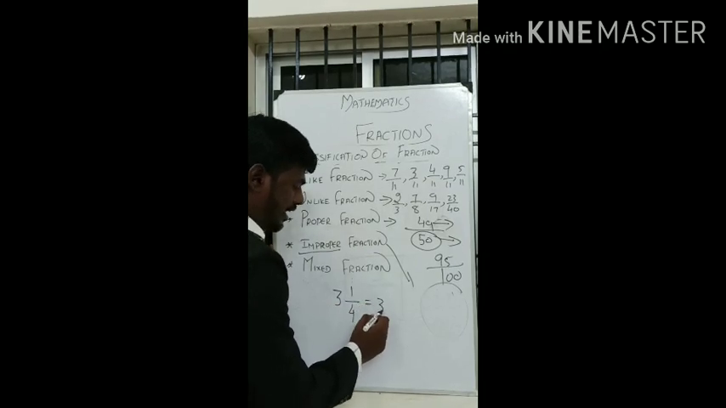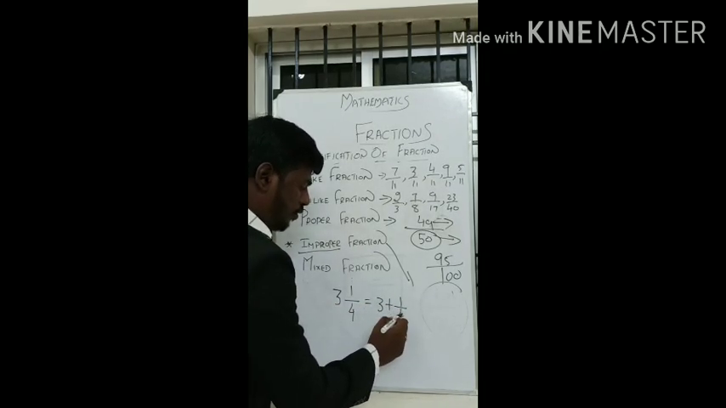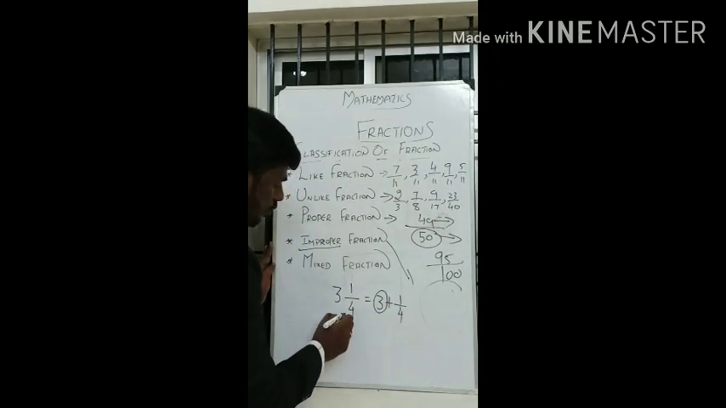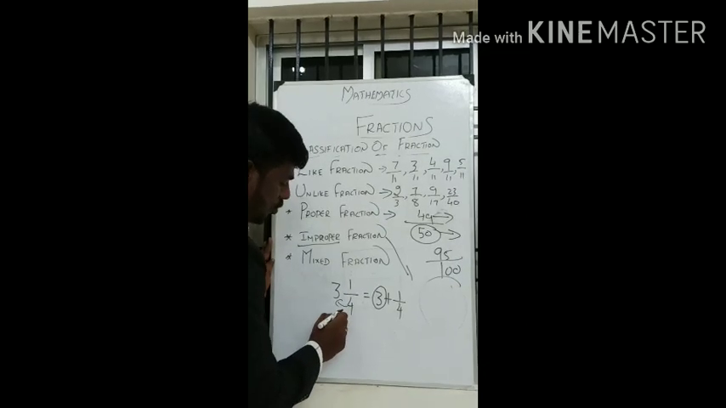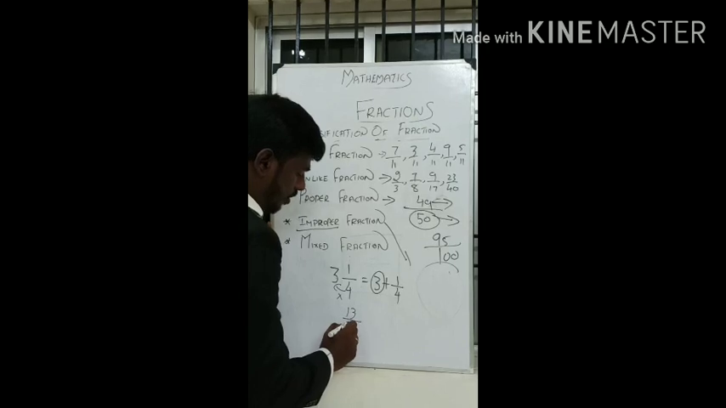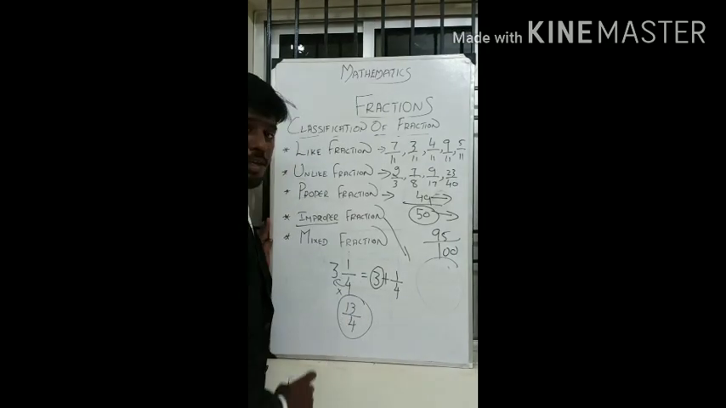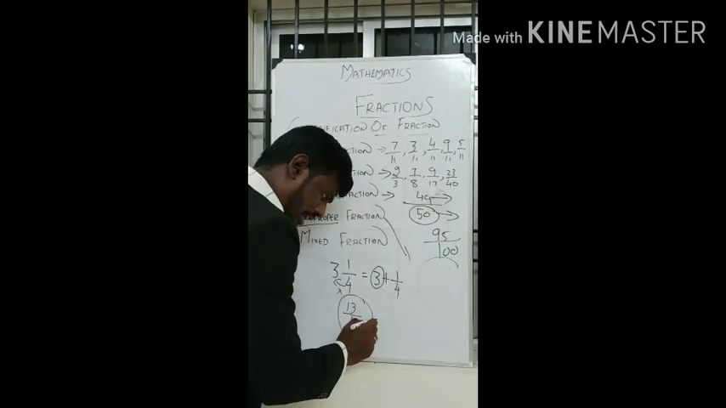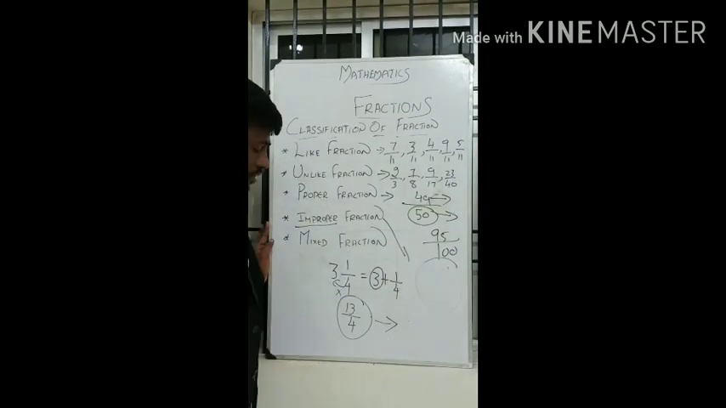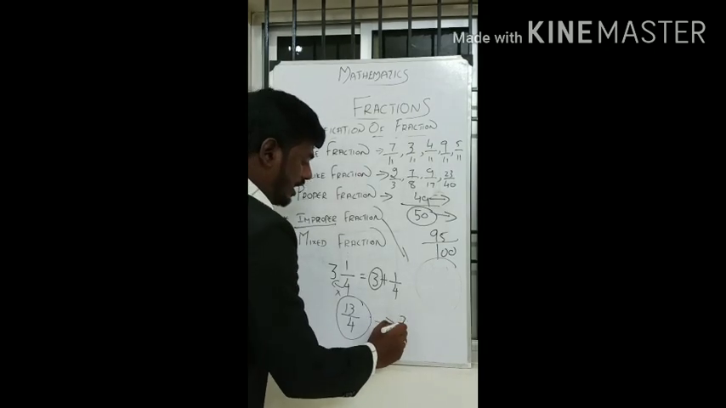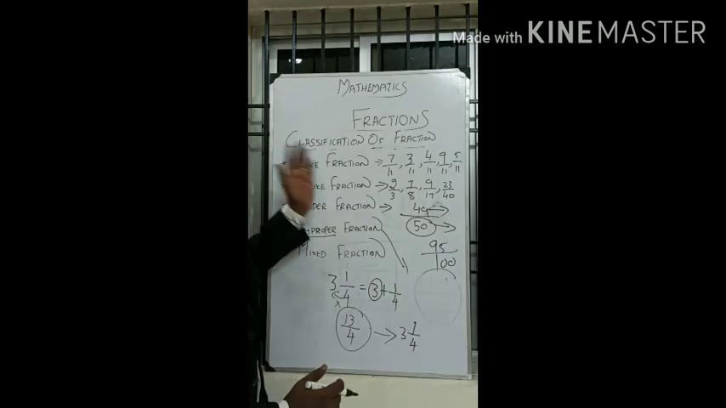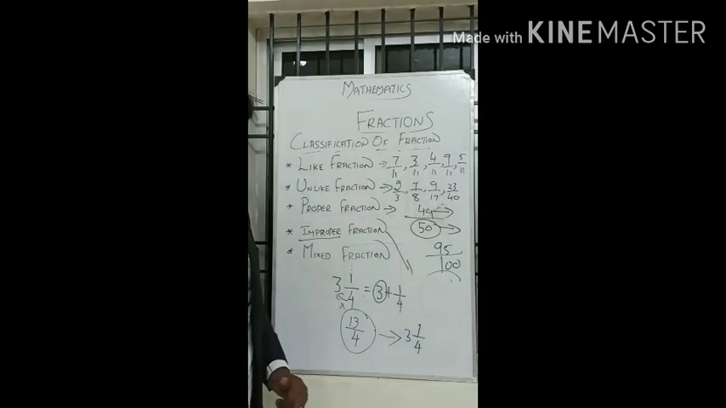You can write it as 3 plus 1 by 4. The natural number is added with a proper fraction. So 4 3s are 12, 12 plus 1, 13 by 4. And you will get one improper fraction. So we can change a mixed fraction into an improper fraction. So 13 by 4 we can write as 3 1 by 4 in a mixed fraction. So these are the types of fractions we have seen now.